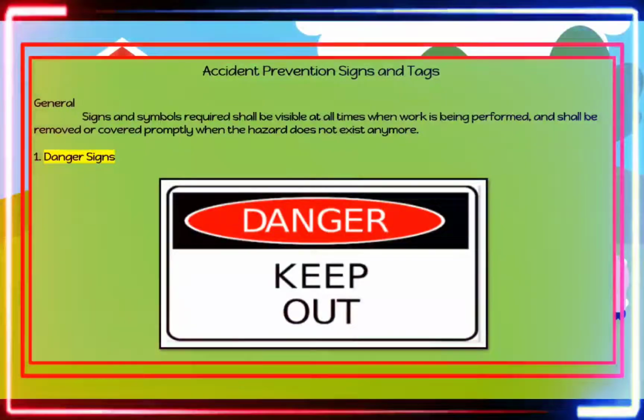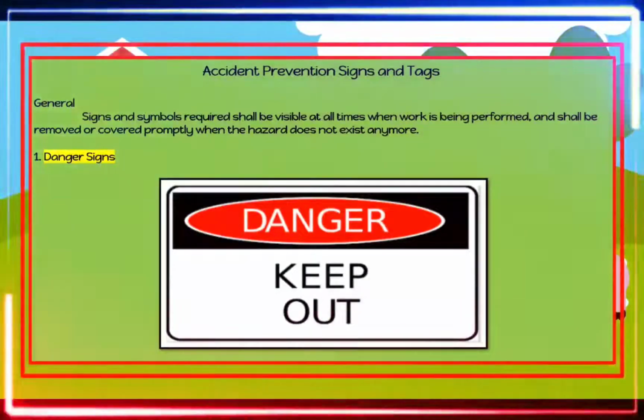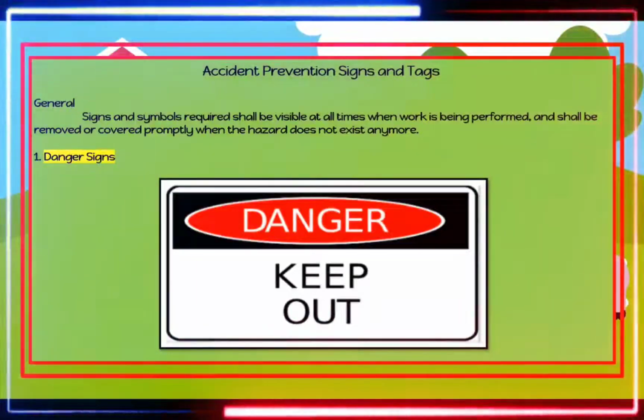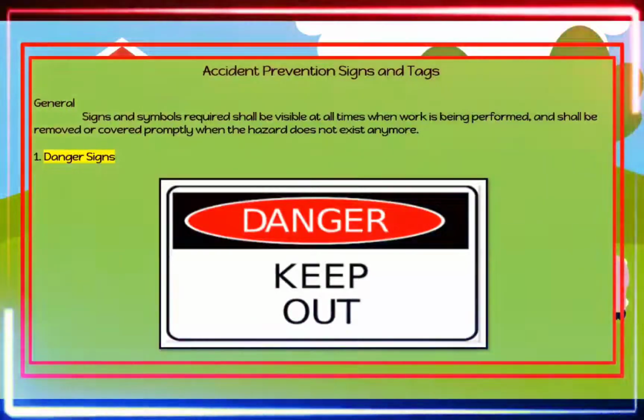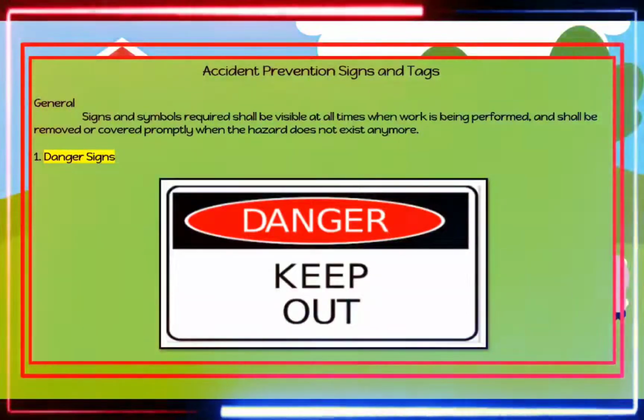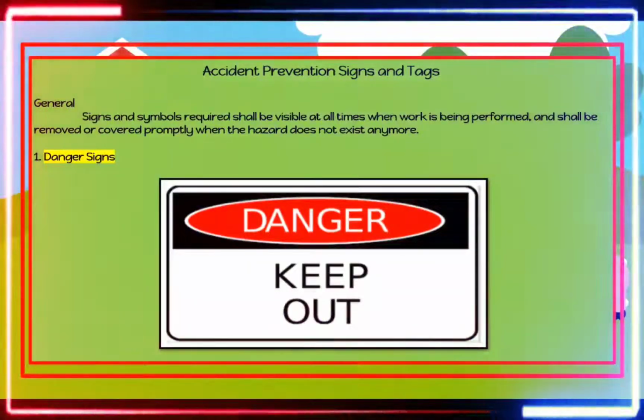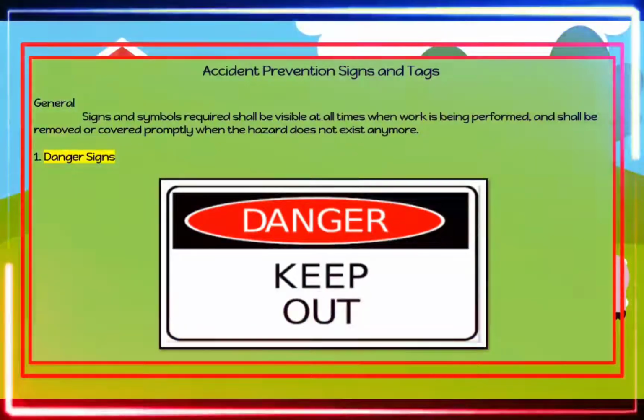Danger signs. Danger signs shall be used only where an immediate hazard exists. Danger signs should have red as the predominating color for the upper panel, outline on the borders, and a white lower panel for additional sign wording.